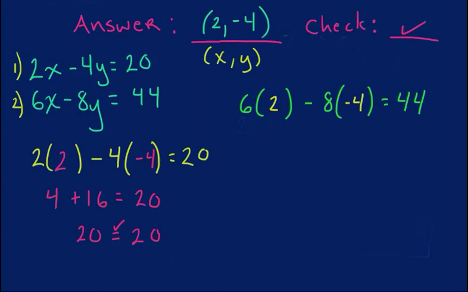So I know now that 6 times 2 is 12, and -8 times -4 gives me a positive 32, and I want this to equal 44. Well, 12 plus 32 equals 44. So 44 equals 44. So check. Check again. And that's exactly how you would check this.